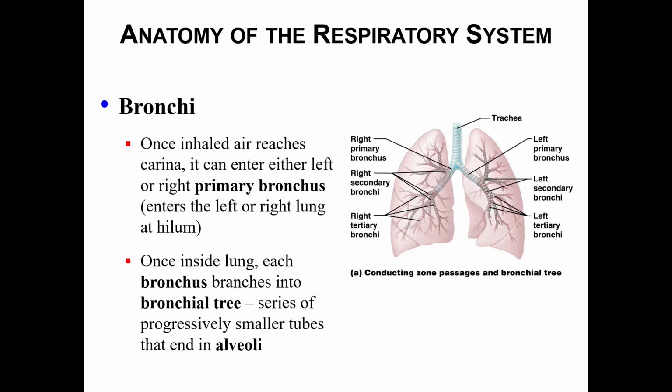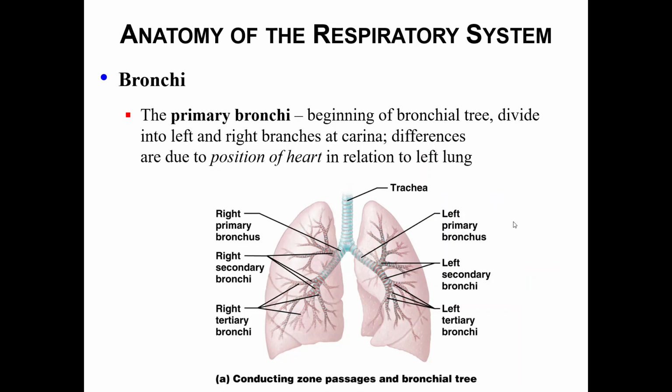So once we get inside the lungs, your primary bronchi will start to branch. We have a bronchial tree, and you can see very clearly that we have quite a bit of branching. These branches get progressively smaller until we reach the level of the alveoli. The alveoli are the smallest structures within the respiratory system themselves. So your primary bronchi are going to begin right at the carina.